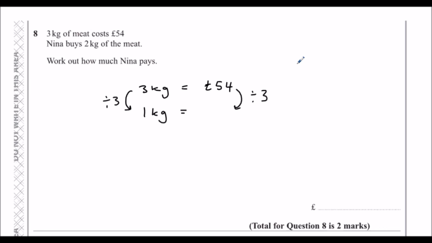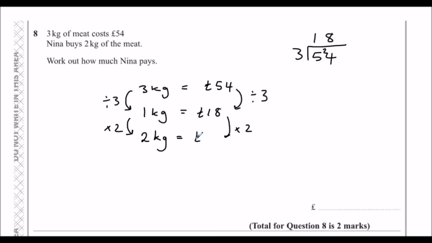So you might want to use a method for this. So how many 3's go into 5? That's 1 with a remainder of 2. How many 3's go into 24? That is 8. So that means 1 kilogram is £18. We want 2 kilograms. So that's going to be 2 lots of our £18, and 2 18s is 36. So 2 kilograms of meat must cost £36.